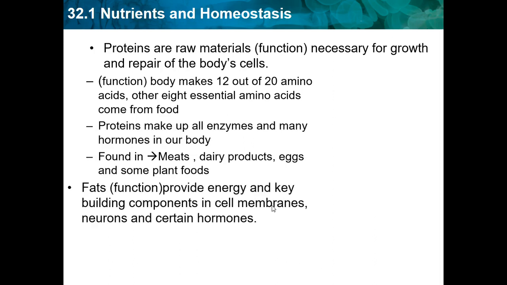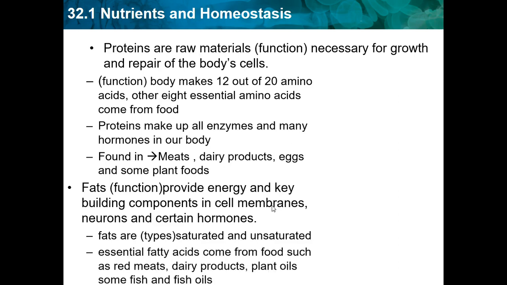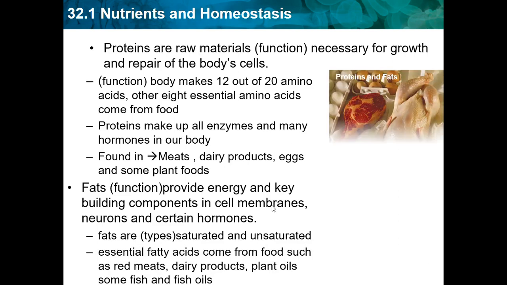Fats are another nutrient that we need, and they provide energy and key building components in cell membranes, neurons, and certain hormones. Fats are saturated and unsaturated. Essentially, fatty acids come from foods such as red meats, dairy products, plant oils, some fish, and fish oils.